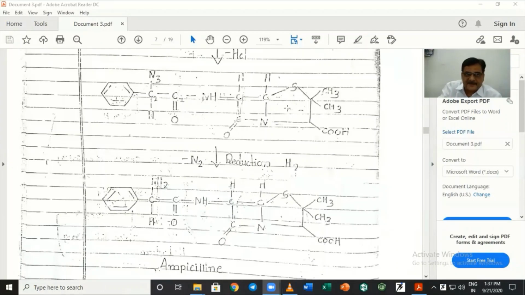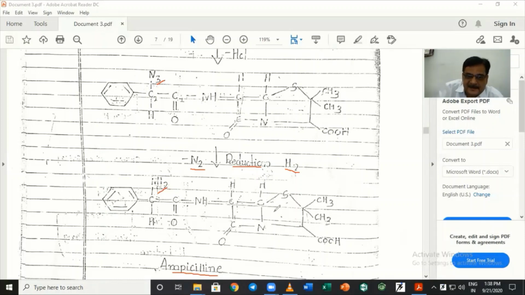Then the N3 azido group is reduced by H2. This is the step of reduction by hydrogenation, and nitrogen N2 gas is evolved, and the N3 azido group is converted into NH2 by the reduction process. So finally we get ampicillin. This is effective on gram positive and gram negative bacteria. So this is the application of ampicillin.